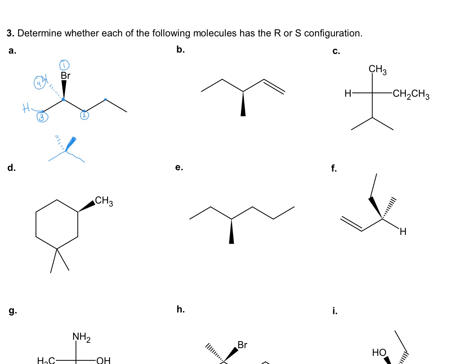So now we figure out R or S. So we draw the shortest line between 1 and 2. So it looks like we're going clockwise, and the hydrogen's in the back, so our answer is what it is. It is going to be R.